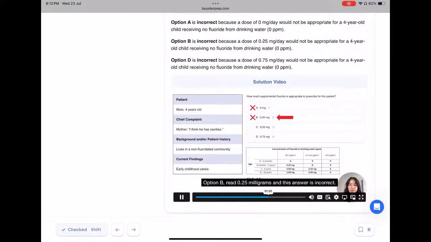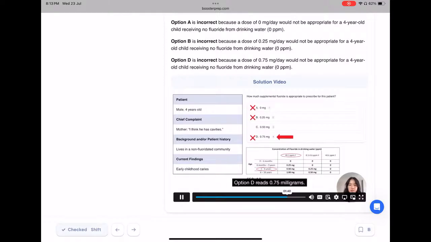Option B reads 0.25 milligrams, and this answer is incorrect. As we can see here, there are guidelines on how much fluoride supplementation is needed based off of the child's age and the level of fluoridation in the drinking water. And here we can see that the patient is 4 years old and there is no fluoride in the water. So if we were to give the patient 0.25 milligrams in fluoride supplements, this would be insufficient.